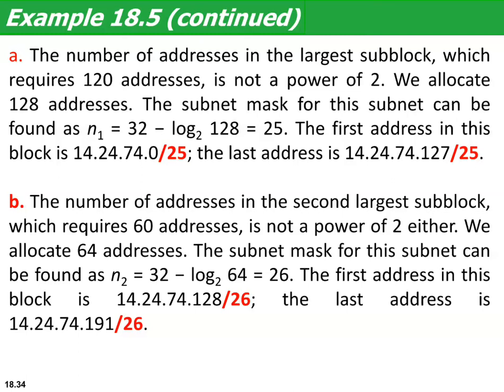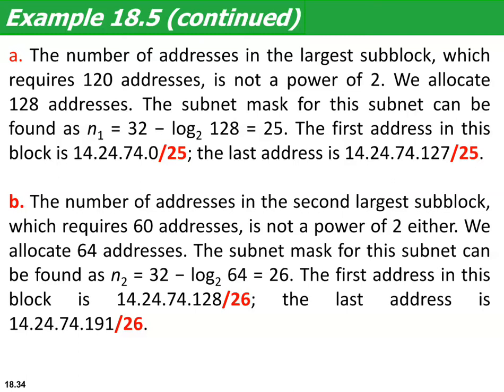And the subnet mask for this subnet can be found as 32 minus log 128 to the base 2, which is 32 minus 7, which is equal to 25. The first address in the block is obtained by making those 32 minus 25, that is 7 bits, zeros, and the last address is obtained by making those 7 bits ones, so 0 and 127.